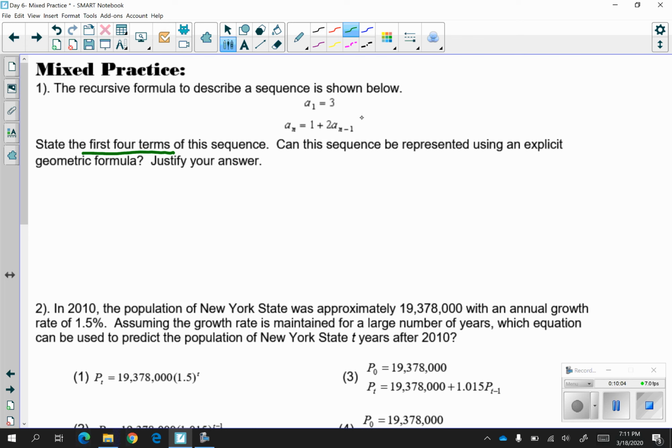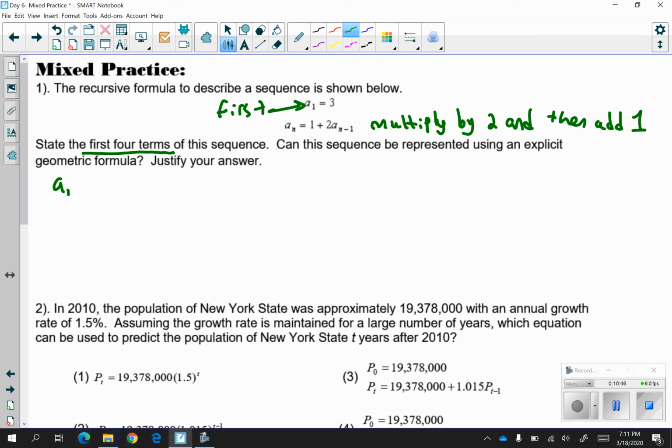Now the pattern is to add 1 and multiply by 2. Actually, when you're saying it out, you want to do the multiplication first. So you're going to multiply by 2, and then, after you multiply, because of PEMDAS, add 1. So notice how it says the first 4 terms. They already gave you the first one. So you really only have to find 3, which is kind of nice.